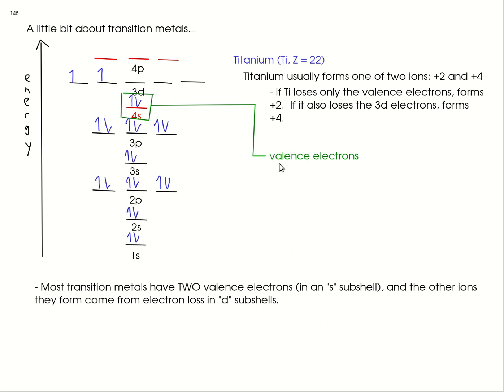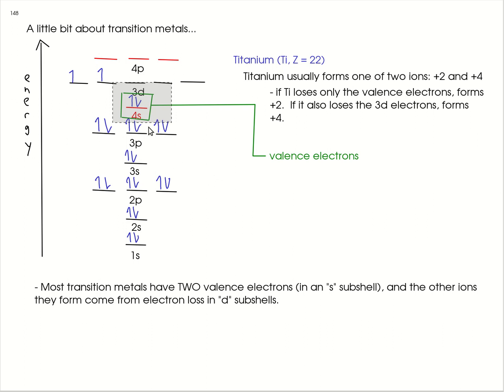Now, the thing I want to point out here is that titanium usually forms one of two ions. The most common charges of titanium are +2 and +4. Well, if titanium loses only the outer shell electrons, now actually these are the valence electrons right here, because remember what valence means, outer shell. These are the electrons in the fourth shell. These 3D electrons are higher in energy, but they're actually closer to the nucleus, because distance is given by n, the 3 in this case. So if titanium loses only its valence electrons, then it will form an ion with a charge of +2.